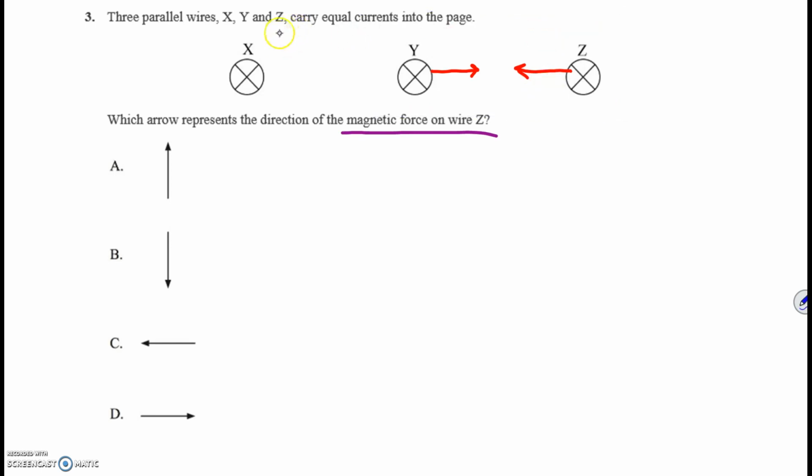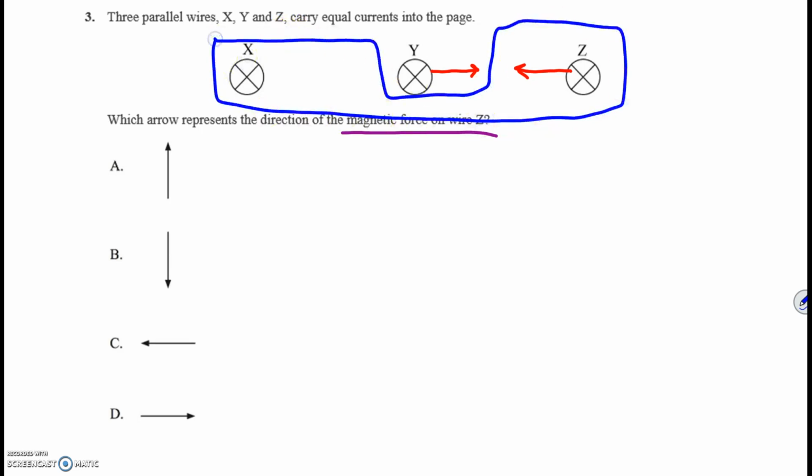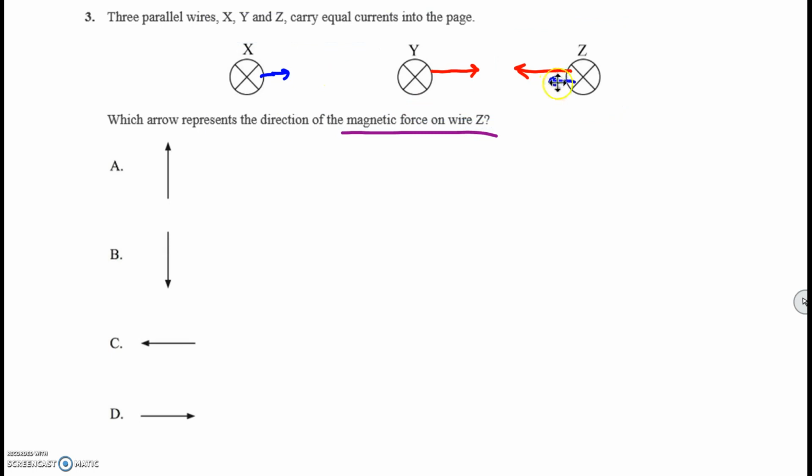Next I consider X and Z. They also carry current into the page, both in the same direction. And if two wires carry current in the same direction, they also feel an attractive force. But it's weaker because they're farther away. All right then, I sum up those two effects, and the total force on Z, unsurprisingly, points to the right.